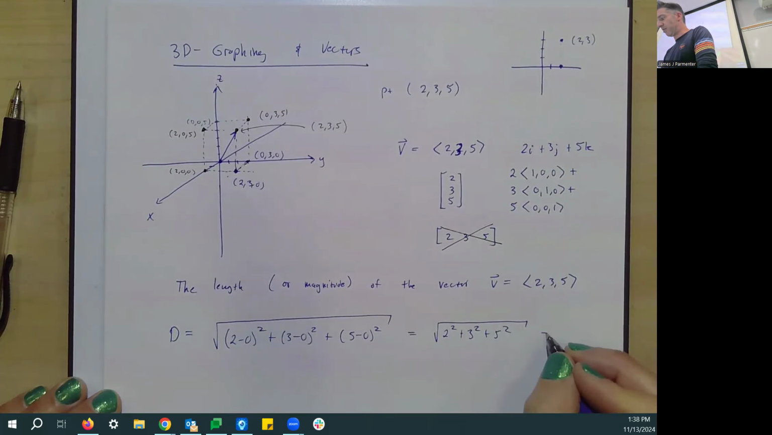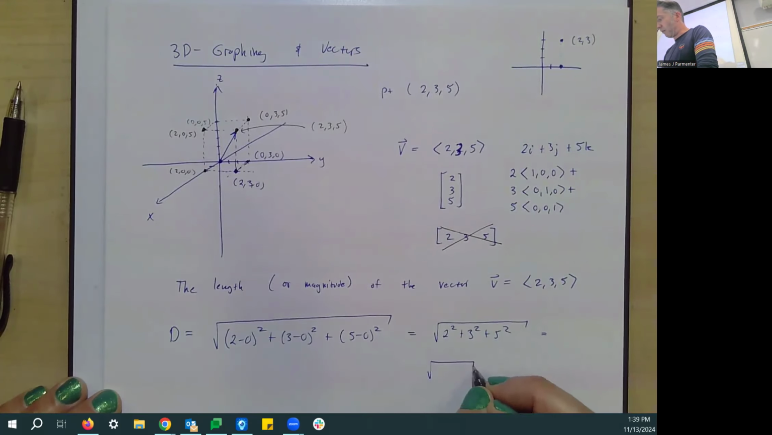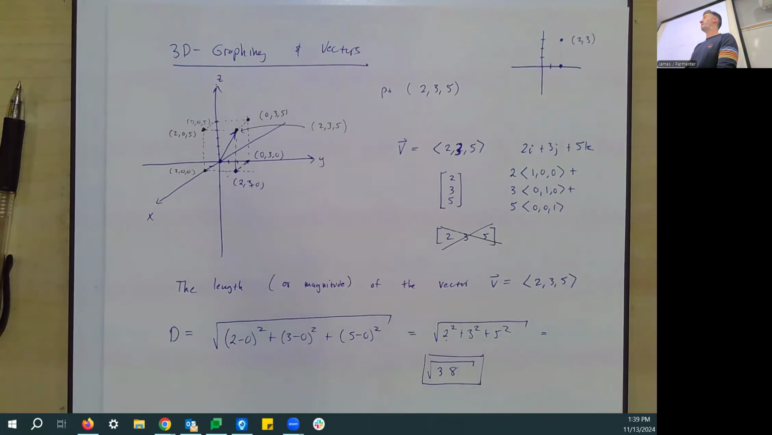Which in this case happens to be what? I don't know. The square root of 4 plus 9 plus 25 is 38. This vector has a magnitude, or a length, of the square root of 38. Okay, but I'm jumping ahead. There's still more 3D graphs to talk about, so let's not get too crazy with the vectors yet.